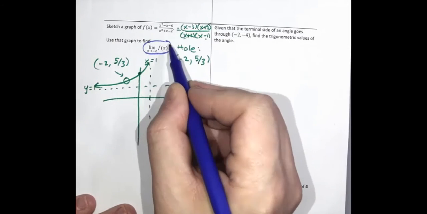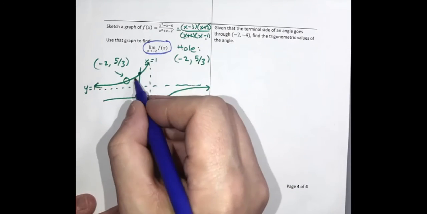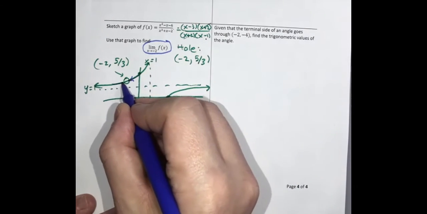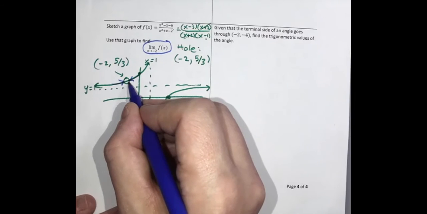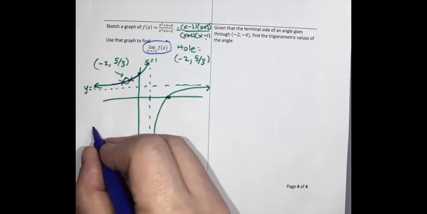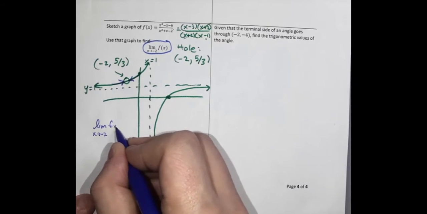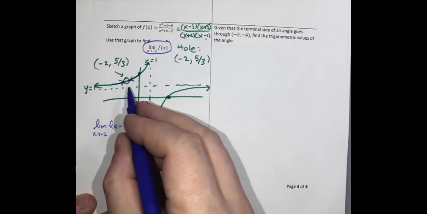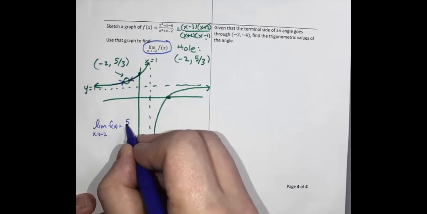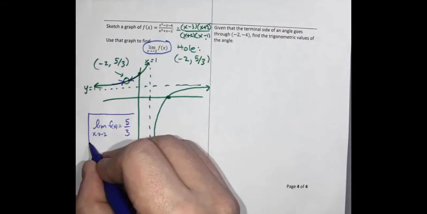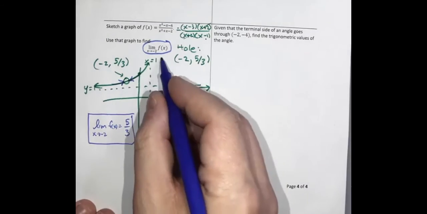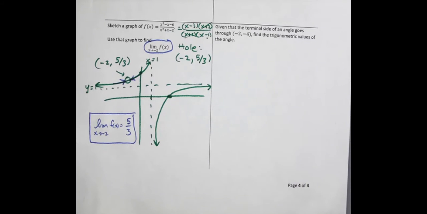So therefore, when we answer the last part of the problem, it says, use this graph to find this limit. As I approach -2 from either the left or from the right, I approach the hole. And so the answer to the limit, as x approaches -2 of f of x, is going to be equal to what that hole's y coordinate is, which is 5/3. And that's the answer to the limit part of the problem.